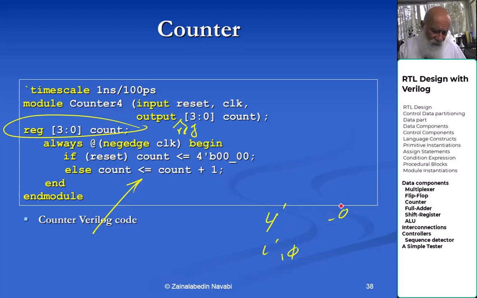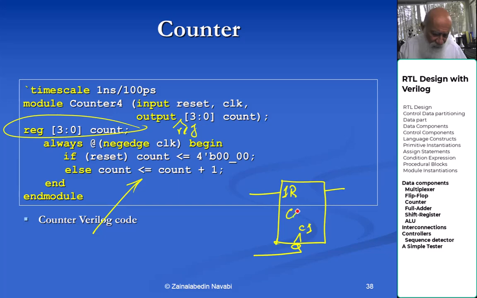What we are describing here is a modulo 16 counter. It is an up counter. It is a counter that has an active, synchronous reset, and it is a counter that performs count up on the falling edge of the clock. Alright, so this is my counter, and let's keep going with more components.